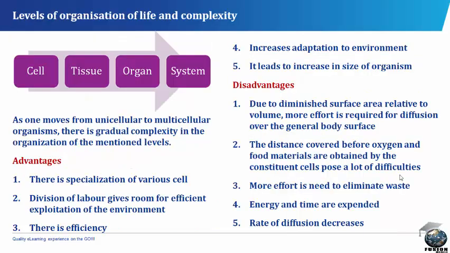There are different levels of organization of life and complexity, and it is as follows: the cell, the tissue, the organ, and the system. As one moves from unicellular to multicellular organisms, there is gradual complexity in the organization of the various levels. First, the cell. The cell is the smallest unit of life. It is the first level of organization of life and complexity.